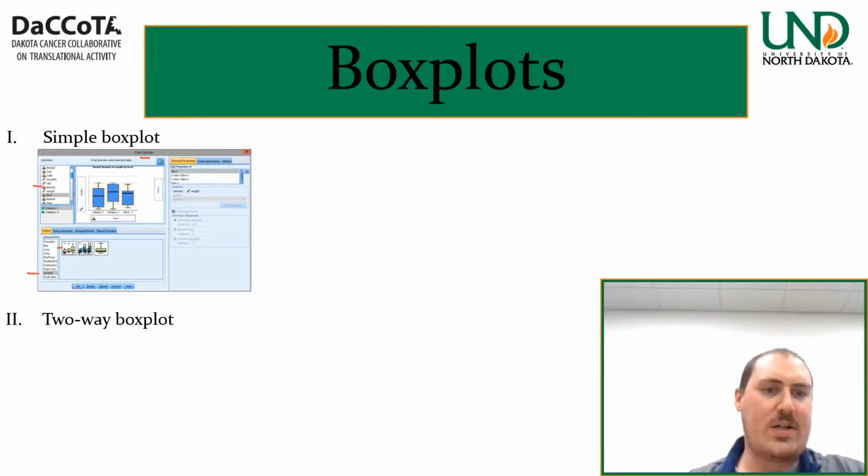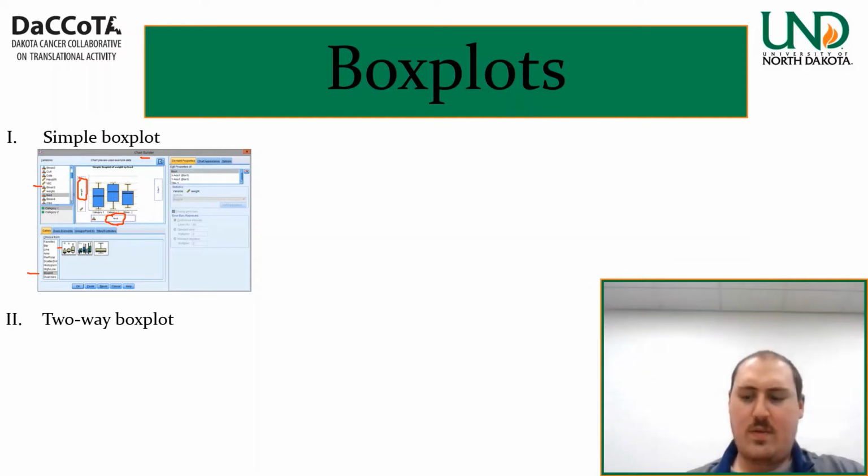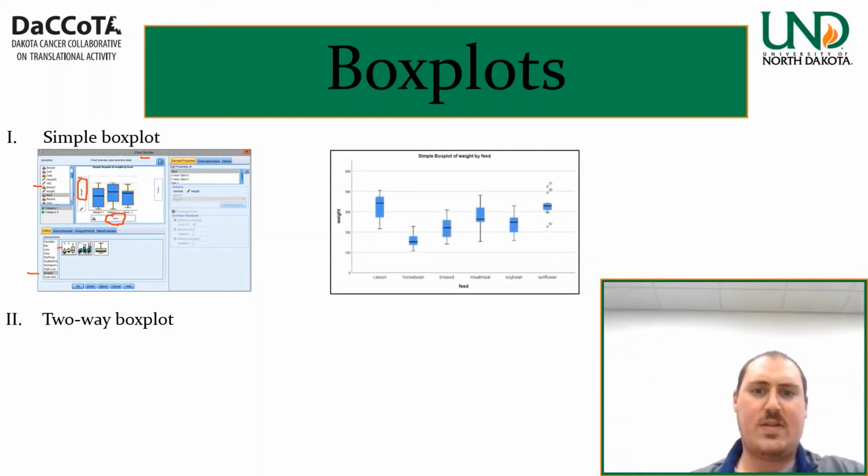For a simple box plot, we're going to have feed as our x variable, and then weight as our y variable from the data set chick weights. And producing that gives us a simple box plot of weight by feed.